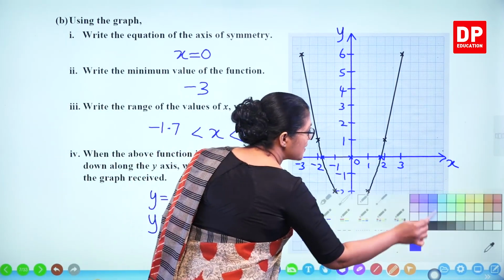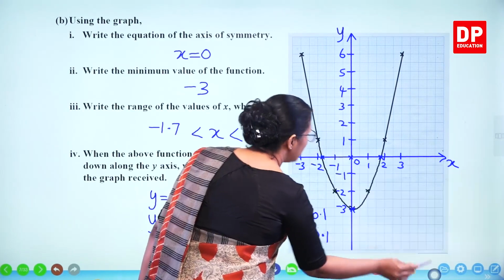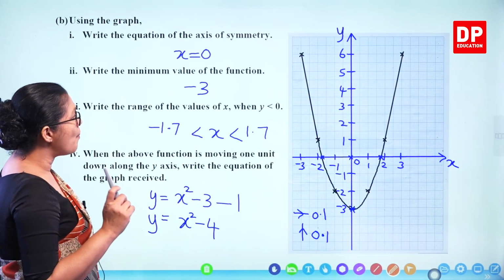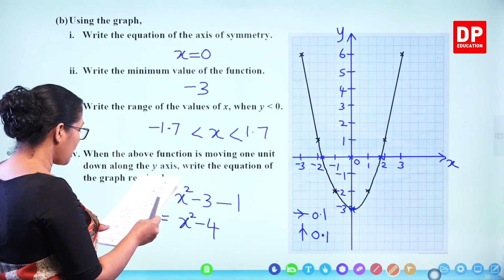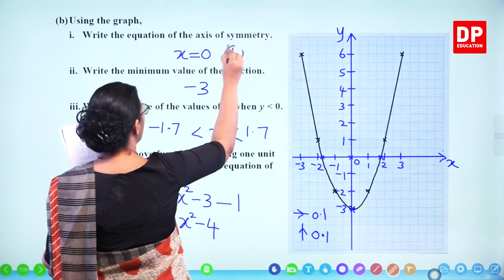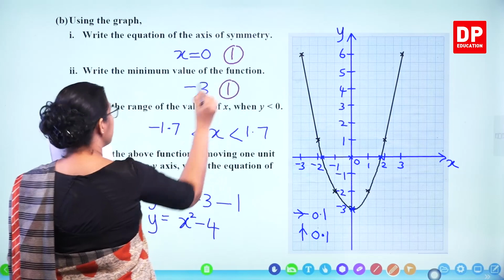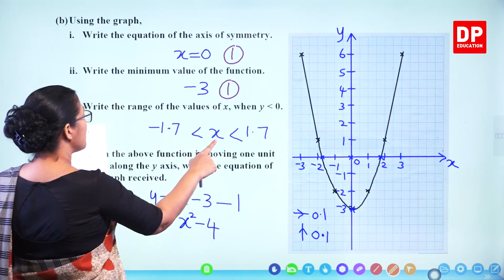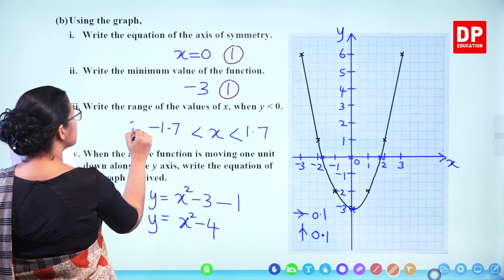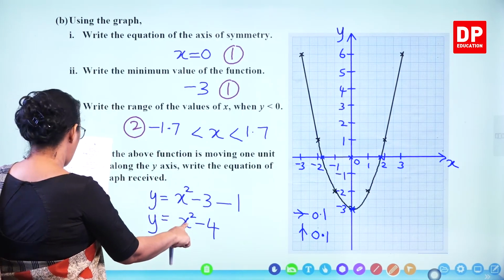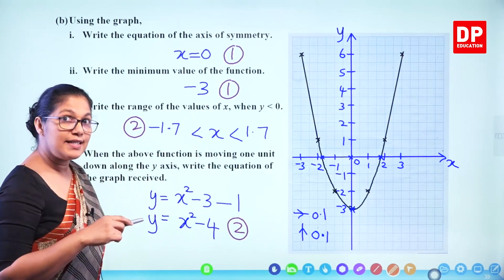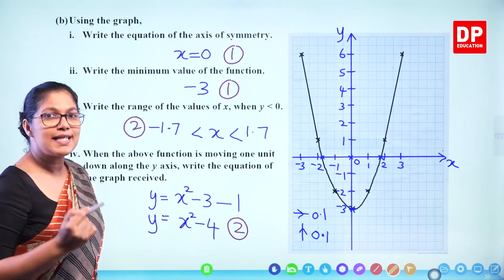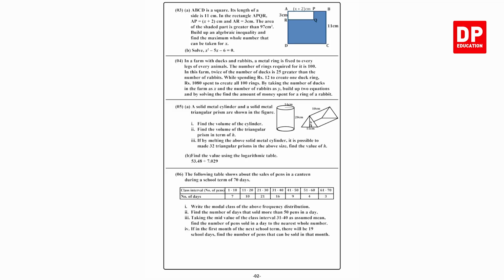So that's the completion of this question. We'll see how many marks you are getting for these two parts. 1 mark for x equals 0. 1 mark for minus 3. In between minus 1.7 and 1.7, 2 marks. And x squared minus 4, 2 marks. 2, 3, 4, 5, 6. And earlier we gave 4 marks. So altogether 10 marks for this question. Now you can try question number 3, 4, 5, 6.